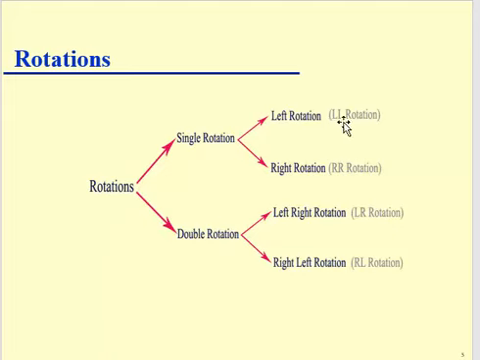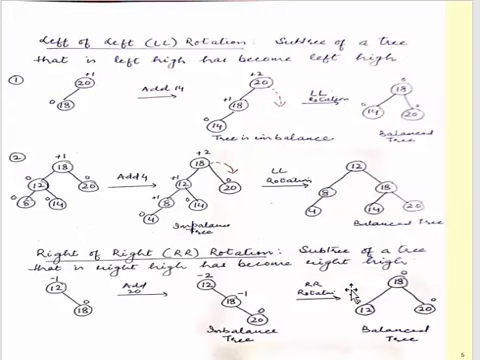Single rotations are called LL, and the double are called LR and RL. All these things will be cleared once I take some examples. This is the important thing. The first rotation that I'm taking is LL, that is called left of left. First I will tell you what is the meaning of that.